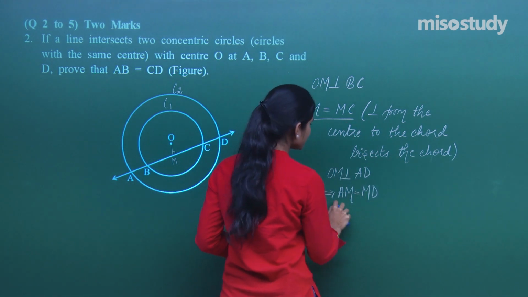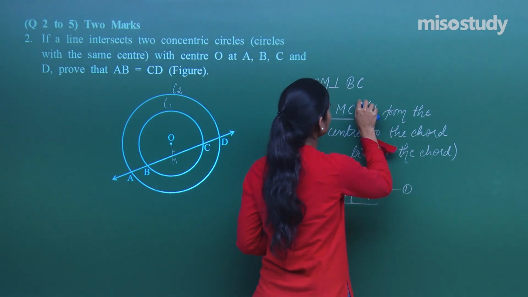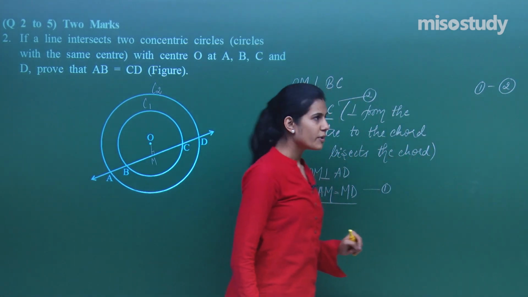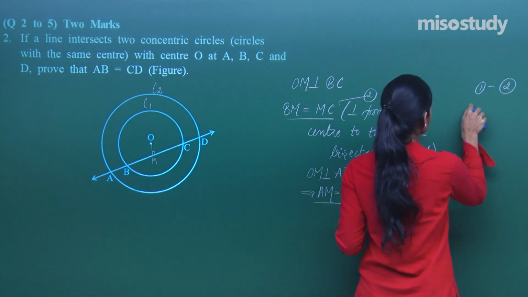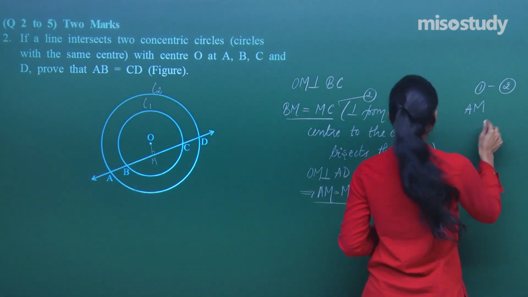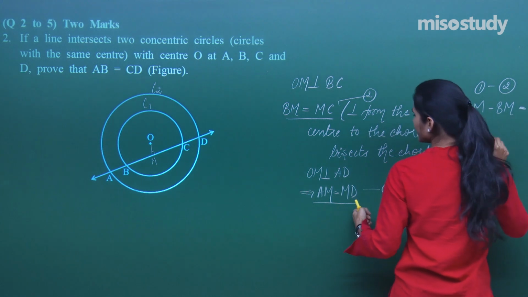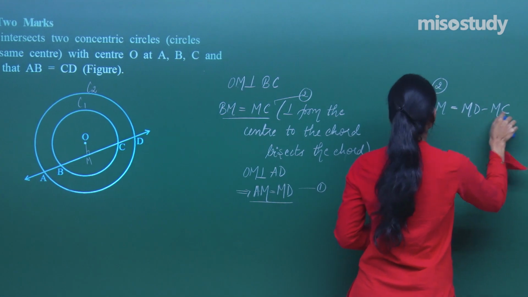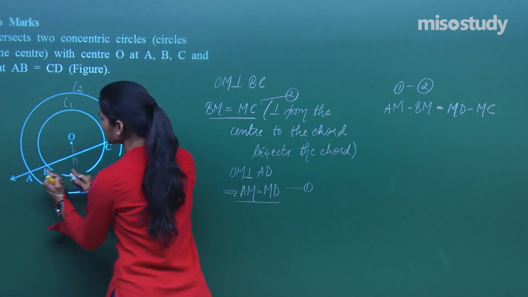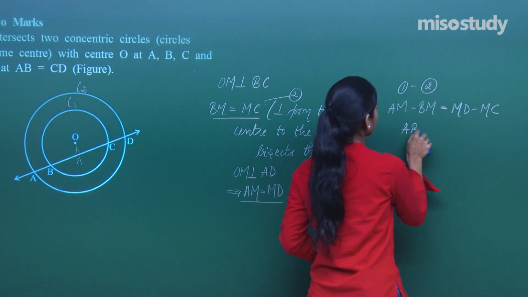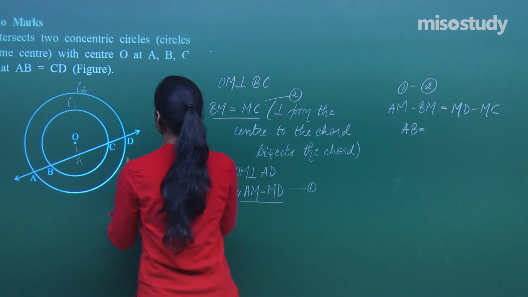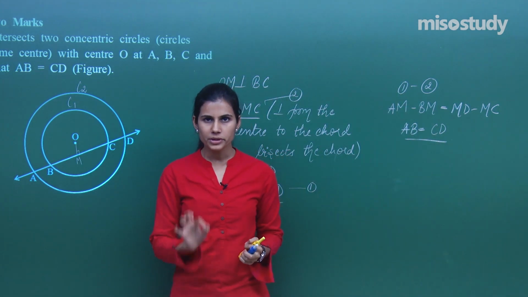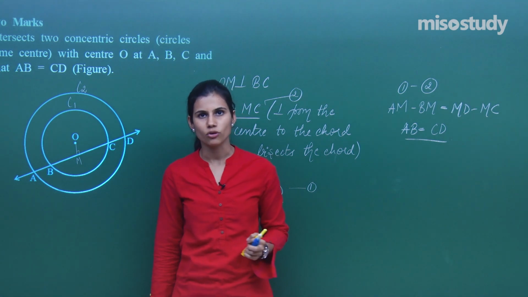So I have BM is same as MC, AM is same as MD. Say this is 1 and say this is 2. Perform 1 minus 2. When you subtract 2 from 1, what do you get? You get AM minus BM is equal to, right hand sides also get subtracted correspondingly, MD minus MC. What is AM minus BM? AM minus BM gives you AB and DM minus CM gives you CD. And your proof is complete that AB is same as CD based upon the result that perpendicular from the center to the chord bisects the chord.